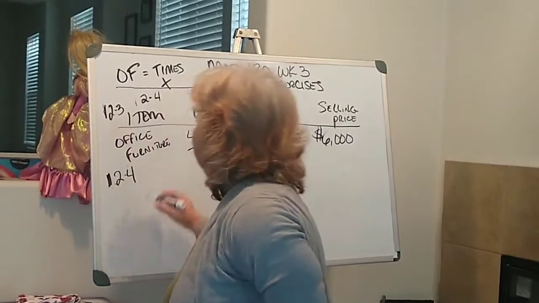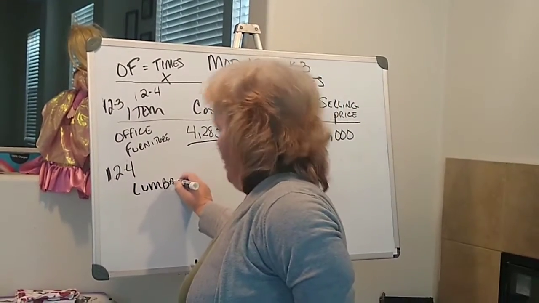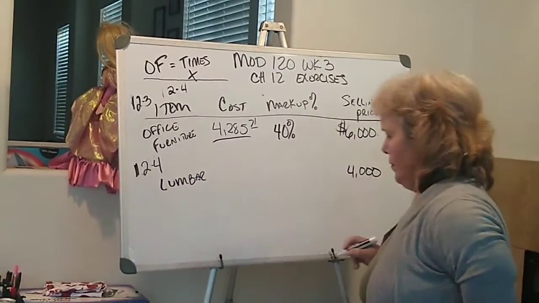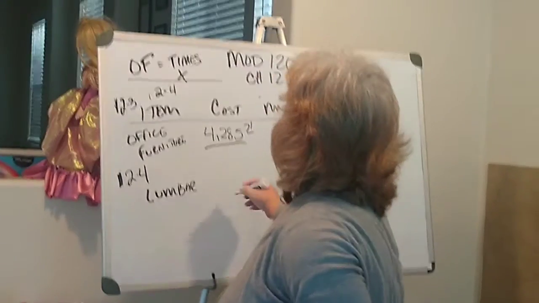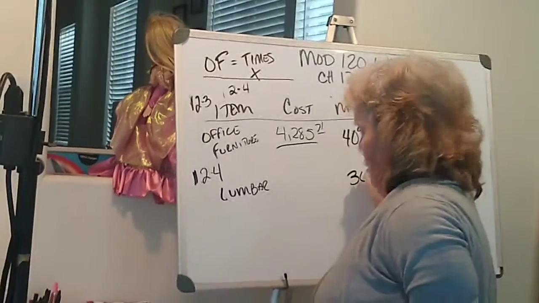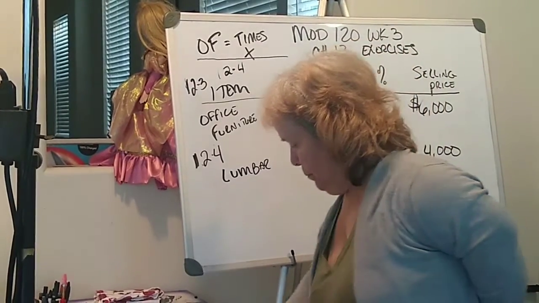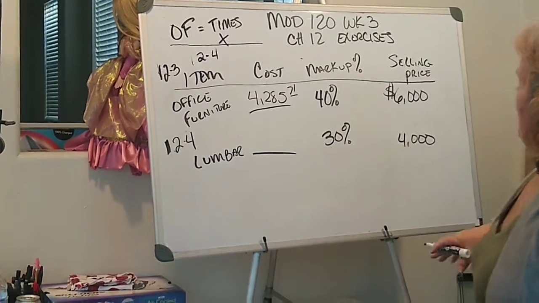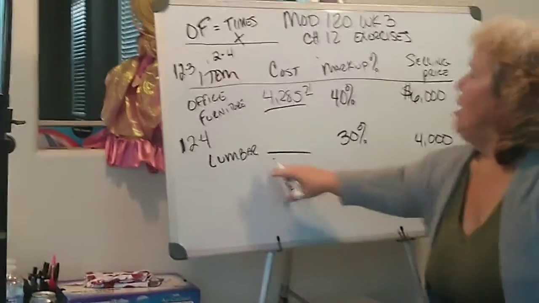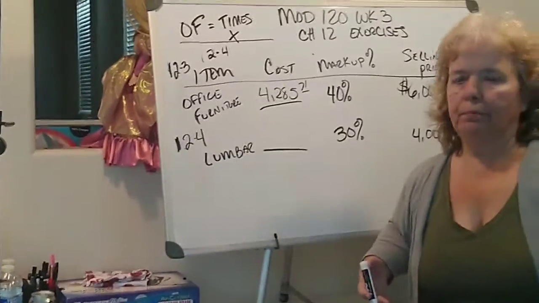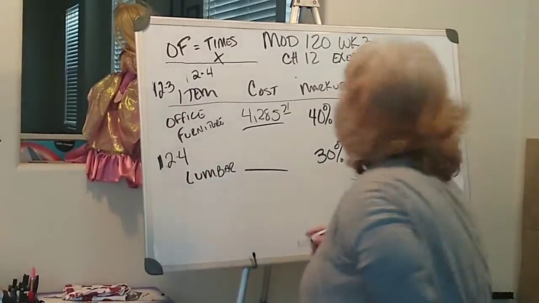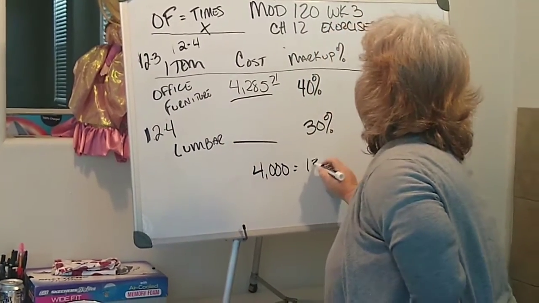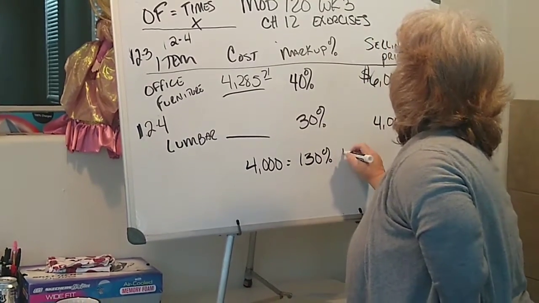All right, the selling price of the lumber at Home Depot is $4,000. The markup is 30%. What they want to know is the cost. So again, we know that $4,000 is 130% of that cost. So we know that $4,000 equals 130% of cost.